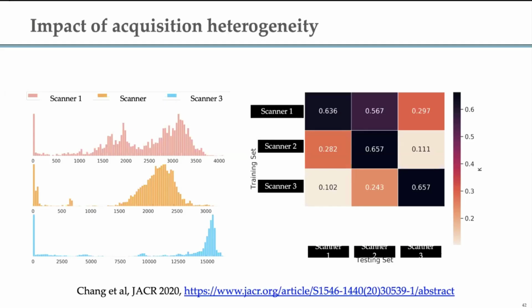So here, for instance, you're looking at the image acquisition. We have different scanner types, and they all have different histogram profiles. If you train an algorithm on scanner A and test it on scanner A, you see pretty good performance. But on the off-diagonal elements, where you train on scanner A and test it on scanner C, you see that the performance has degraded substantially.